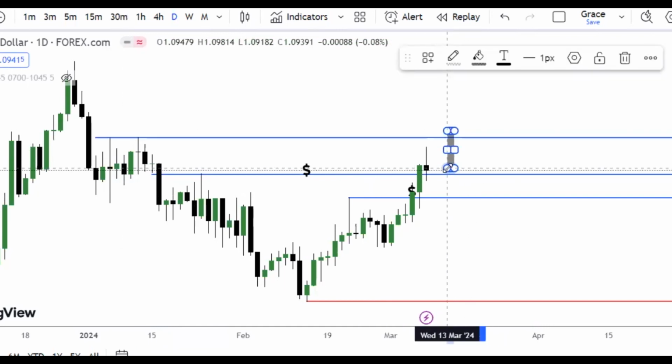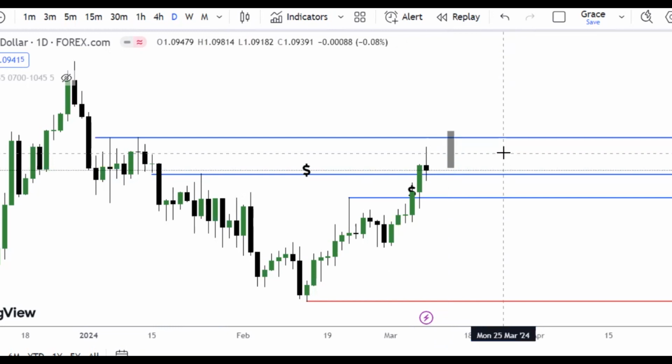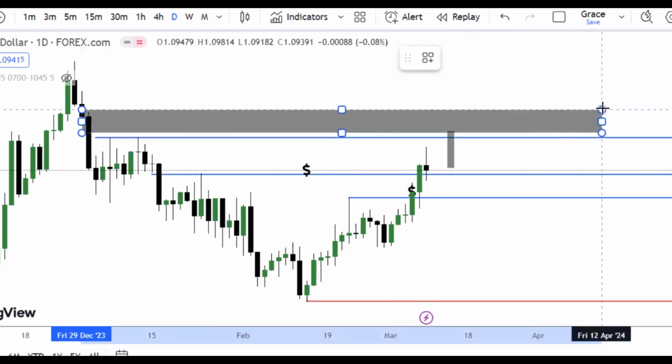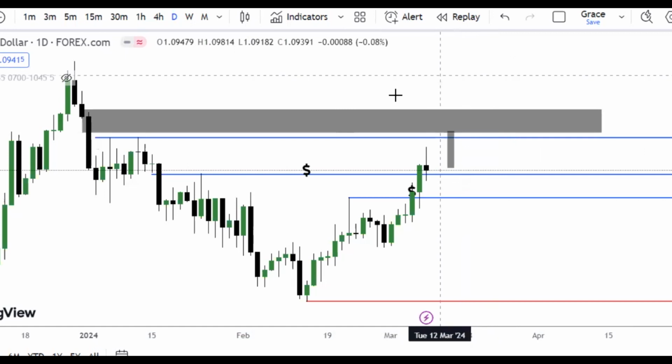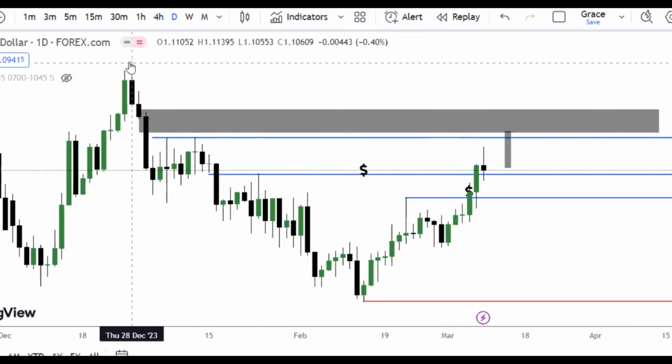It's possible. But if there's great momentum in the market, then price will not react from this point of interest. Okay? Price will not react. But if there's strong momentum, price will keep pushing to the upside, pushing to the upside to take out this buy side liquidity on Euro USD.